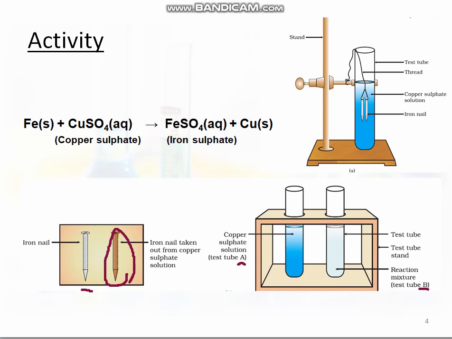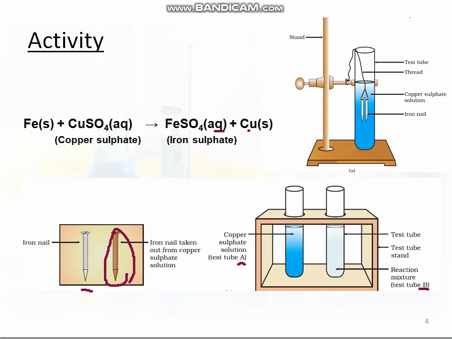And when we come across the chemical equation for this reaction, Fe, that is iron, which is dipped in copper sulfate solution, will undergo a displacement reaction in such a way that ferrous sulfate solution is obtained and copper will get deposited on the iron nail.